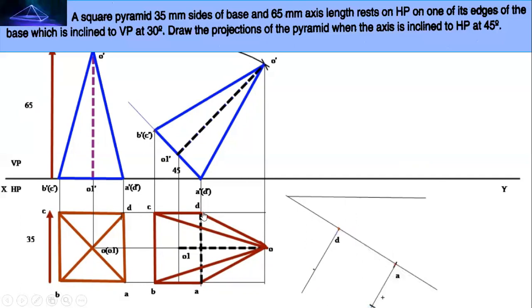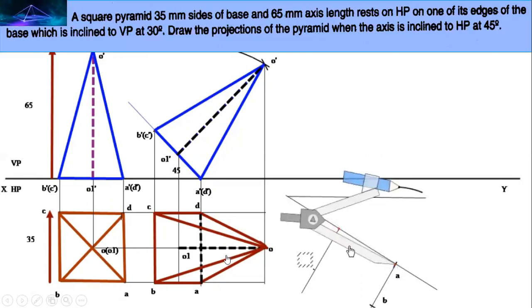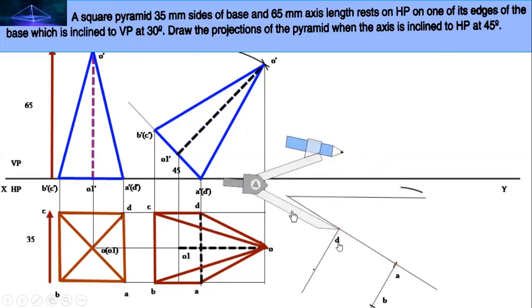Now measure the distance from D to O. So name it as B and C. Now measure the distance from A to O, and with A as the center, cut an arc. That is same as D to O. So with D as the center, cut another arc. Intersection will be the point O.